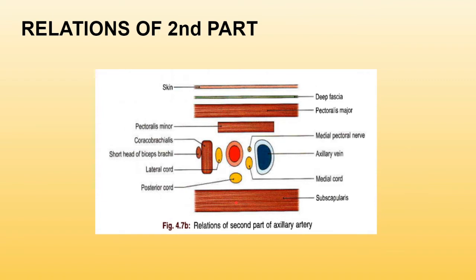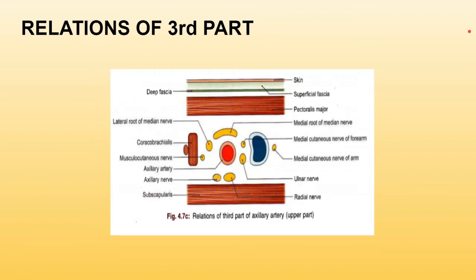In the posterior relation, two things: posterior cord and the subscapularis. The lateral relations include the lateral cord of brachial plexus, the coracobrachialis muscle, short head of biceps brachii, and the medial relations include the medial cord, medial pectoral nerve, and the axillary vein. Now the relation of the third part.